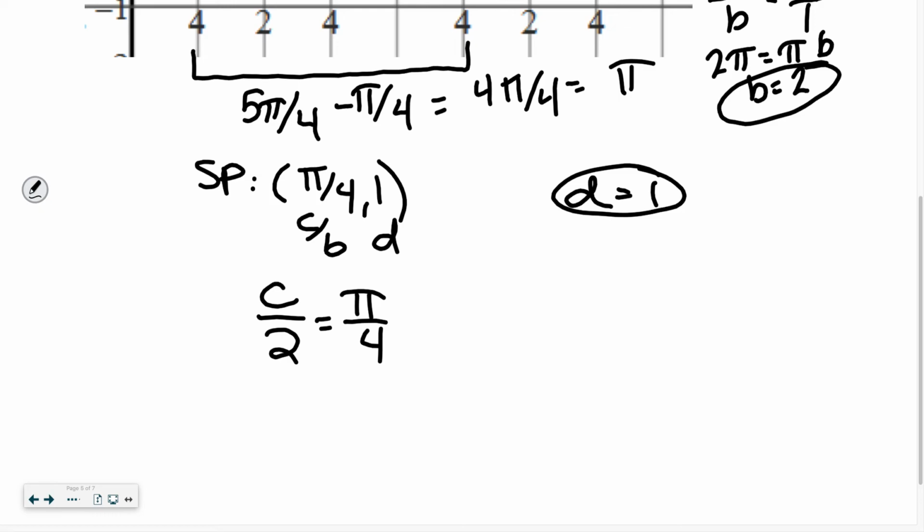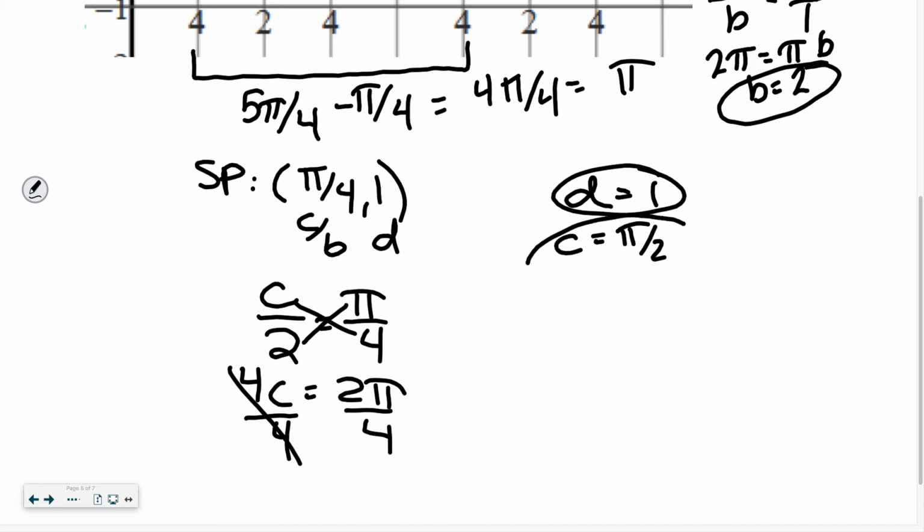So you have to solve or think about it, and if you're having trouble, this is a great one where, again, you just cross multiply. You'll get 4C equals 2 pi. You can divide by 4 to solve for C. So C is equal to pi halves.